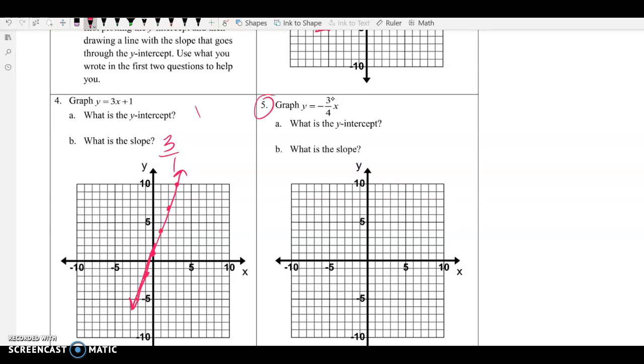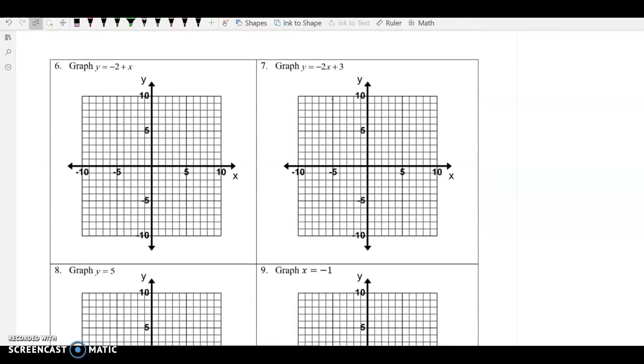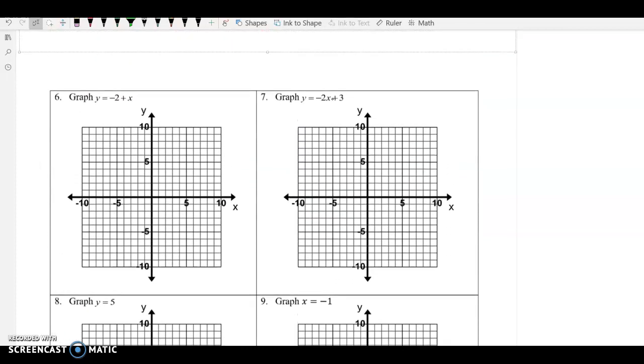I want you guys to try number 5 on your own. Hint, hint, the y-intercept is going to be at 0, right? Our origin. And we're going to go ahead and scroll down to number 6. Number 6, they try and fool you, okay? For this, they flip a few things around.